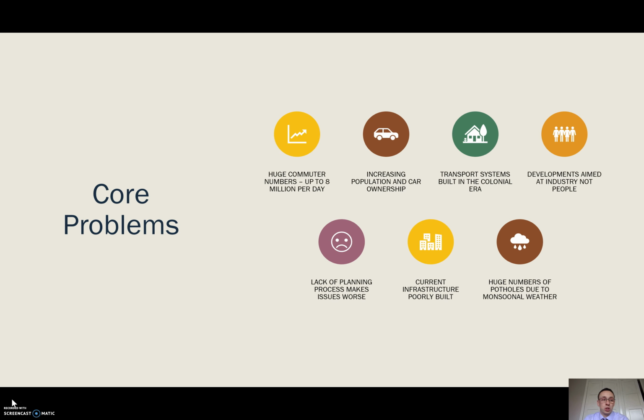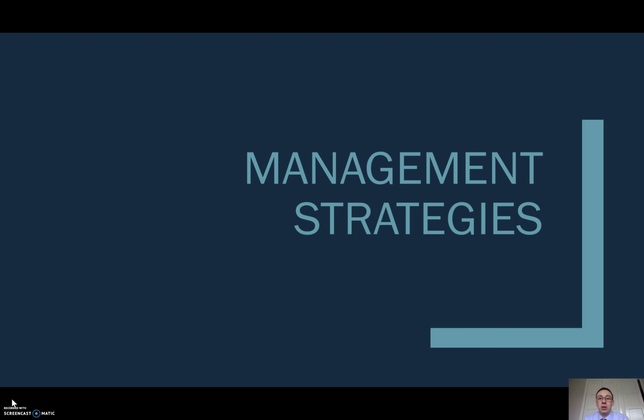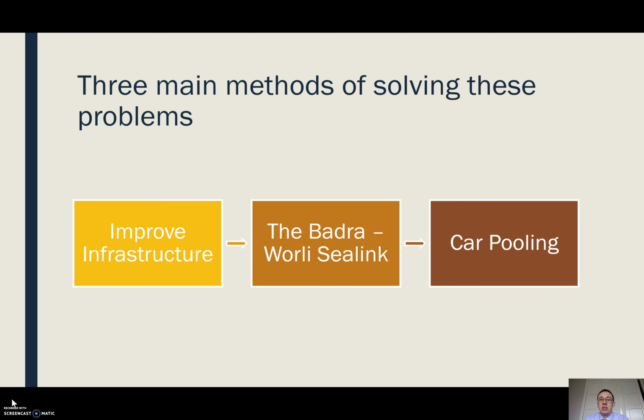So those are our issues, those are the core problems that we have. How do we deal with them? What are the strategies that we utilise? Now, we're going to be looking at three main strategies that Mumbai has tried to adopt. A generic improvement in infrastructure, the creation of the Bandra-Worli Sea Link, and carpooling as an overall process.